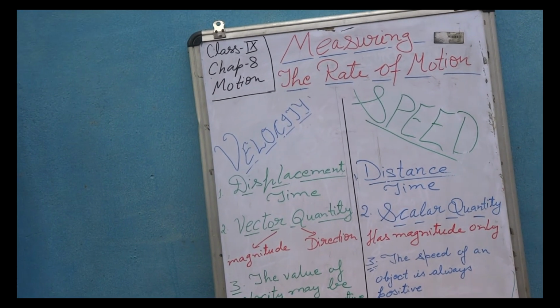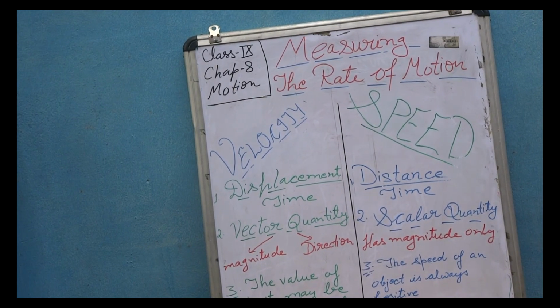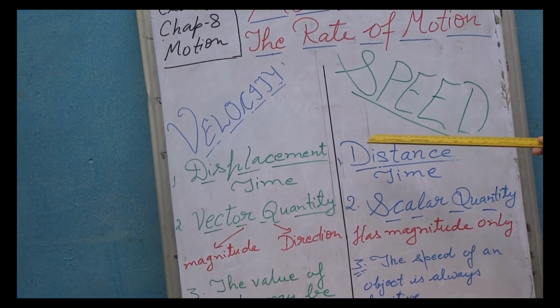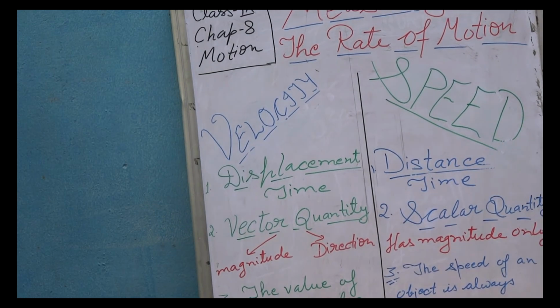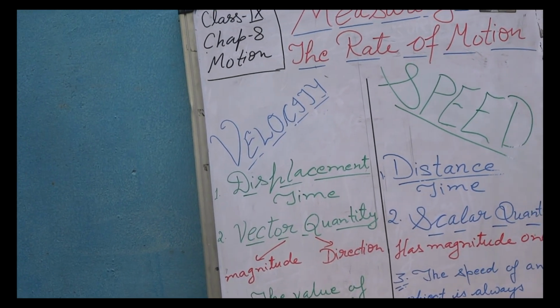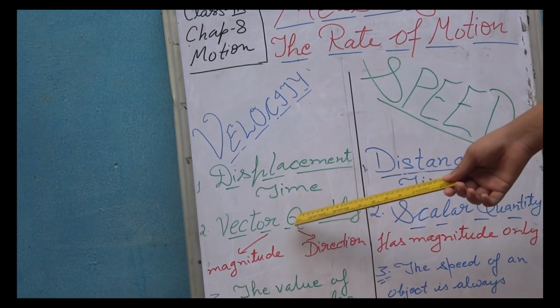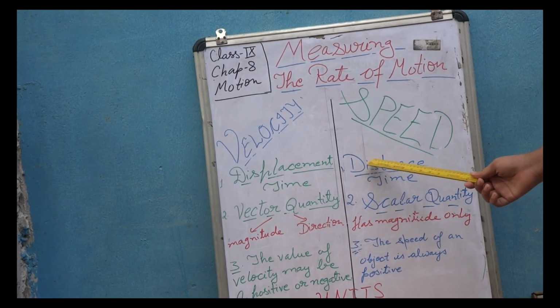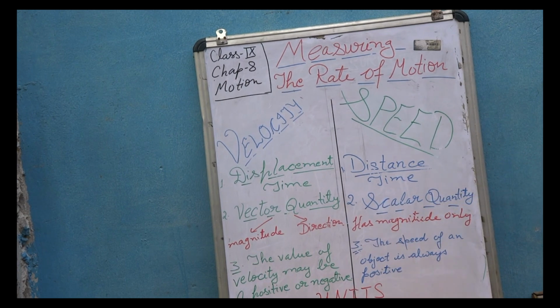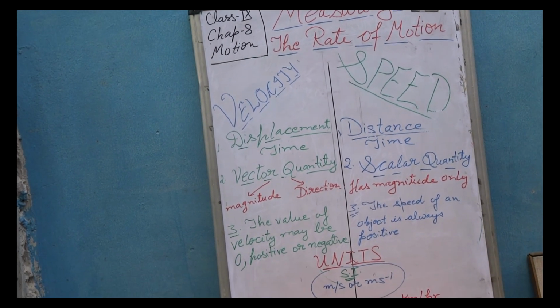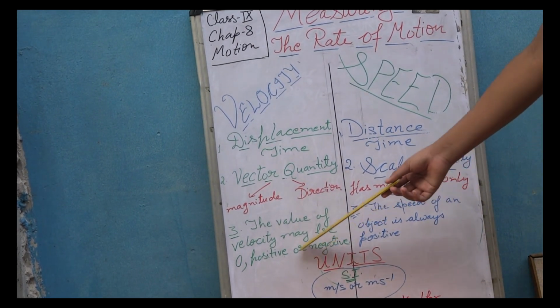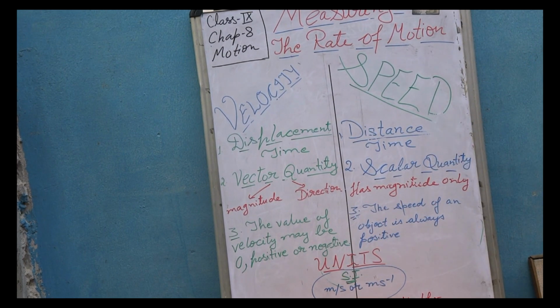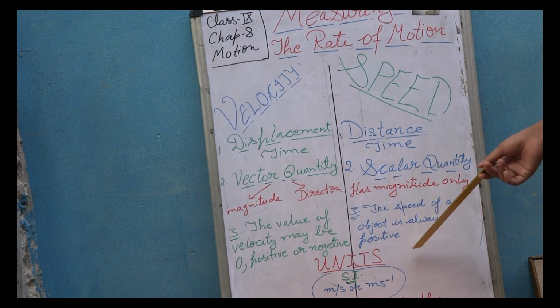Here now we will see the difference between velocity and speed. Speed is equal to distance upon time. Velocity equals displacement upon time. Velocity is a vector quantity, whereas speed is a scalar quantity. A vector quantity has magnitude and direction both, and a scalar quantity has magnitude only. The value of velocity may be 0, positive or negative. The speed of an object is always positive.